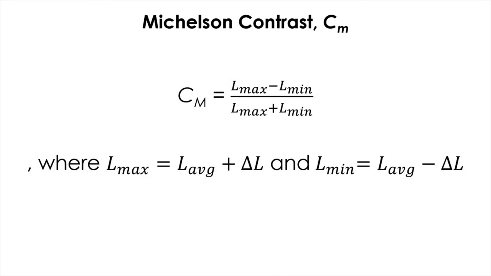In general, contrast of gratings, such as square wave, sine wave, or Gabor, is defined as the difference between the peak and valley over the average luminance of the grating. For such images or patterns where the luminance profile is periodically fluctuating and repeating, Michelson contrast is generally used. This contrast can range from 0% to 100%. As you can see from this equation, if you plug in the average luminance plus delta L and minus delta L for L max and L min respectively into the Michelson contrast equation, then you get the equation for Weber contrast back.